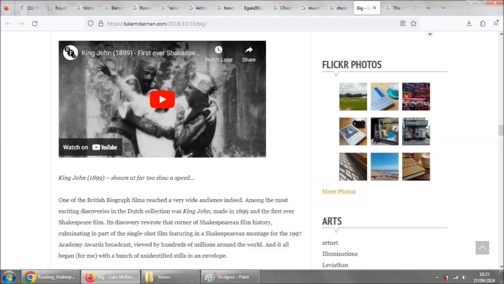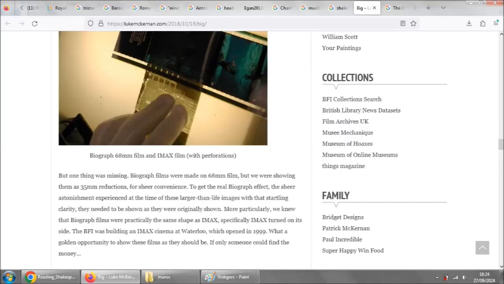And they're telling us it was lost until the Dutch found it. And then when we examine the details of this, we find that there is some suspicious history in this. Here is a picture of the Biograph 68mm film and IMAX projection film. And it says, but one thing was missing. Biograph films were made on 68mm film, but we were showing them as 35mm reductions. To get the real Biograph effect, the sheer astonishment.